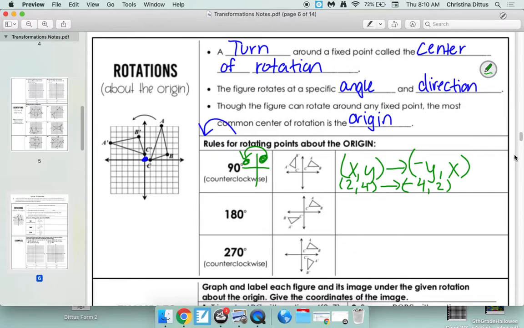On quizzes and tests, I will give you the rules so you don't have to worry about memorizing them. Like I said, 180 is like halfway around the world. You got your rule x, y, so our standard, and it just becomes negative x, negative y. Not a negative negative. So you're not flipping anything, you're just changing the sign. So again, if I had my 2, 4, it would just be negative 2, negative 4. That totally got squished together.